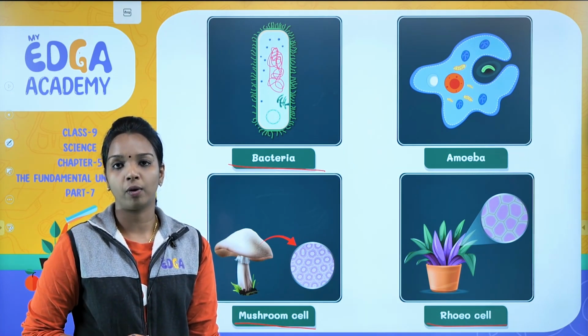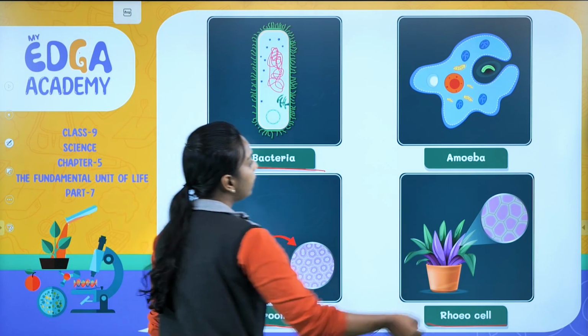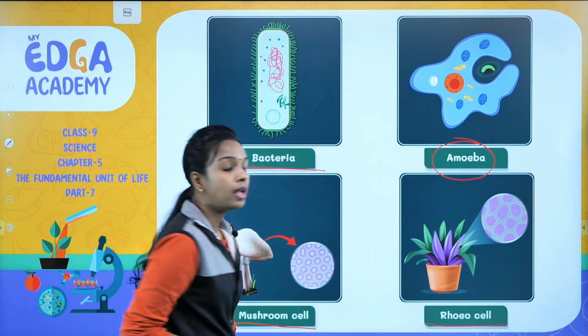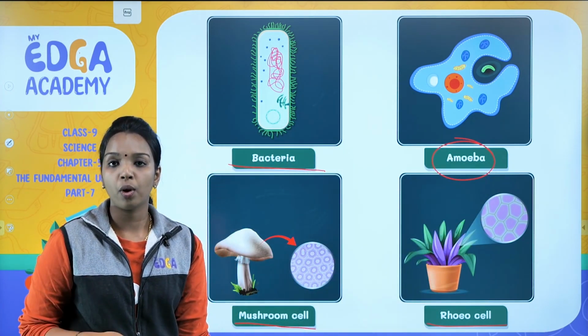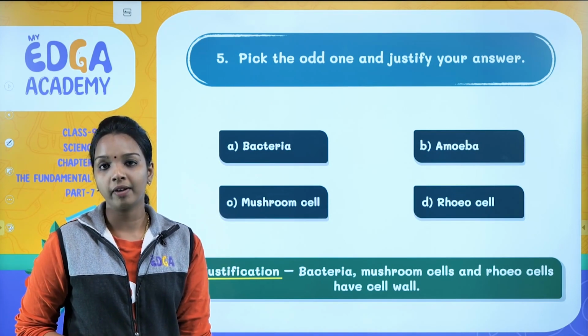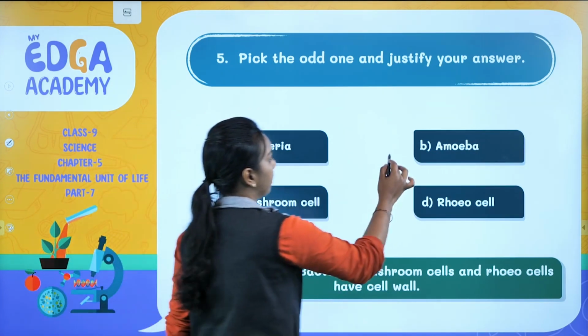all have cell wall, whereas amoeba does not have cell wall. And so, the odd one from the given list is amoeba.